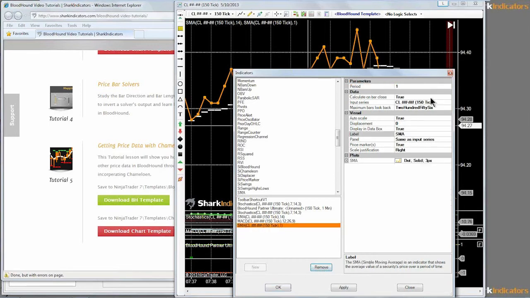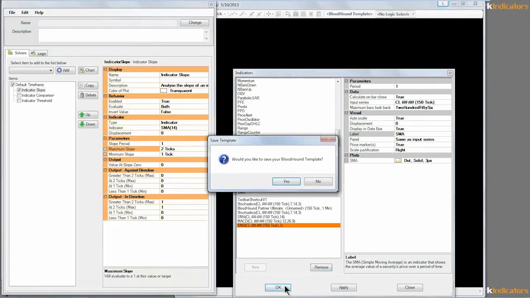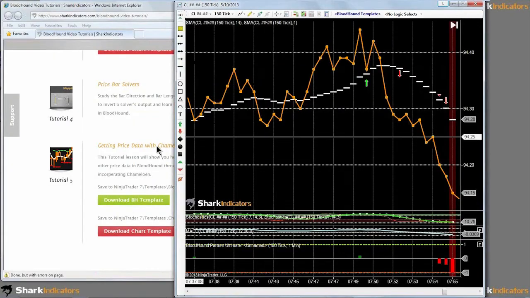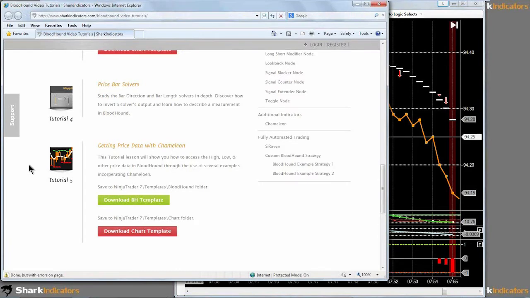So let me remove that. And in this video, I do some simple comparisons of price and stuff like that to explain how to use it in the example. And then also, on our menu bar on the right, under additional indicators we have the Chameleon right there. So that's the written documentation for it.